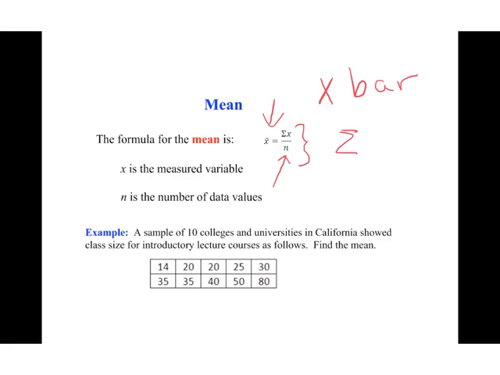So in this example here, just a quick reminder how to do that, you're going to add up those numbers, get a sum, and divide it by how many there are, which in this case is 10.